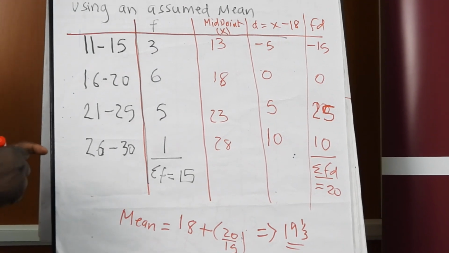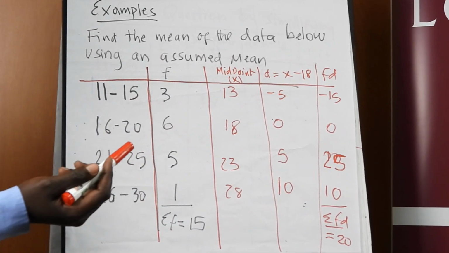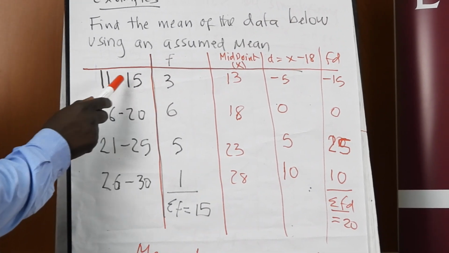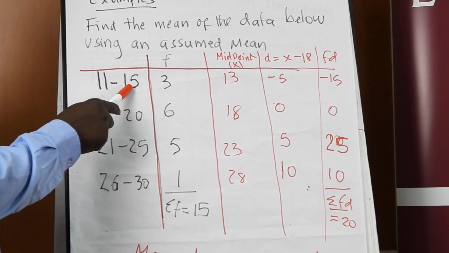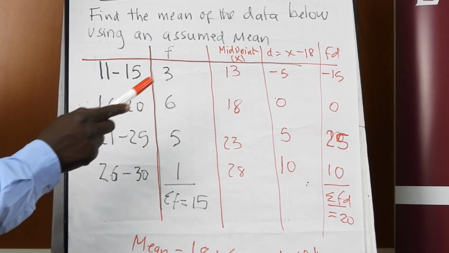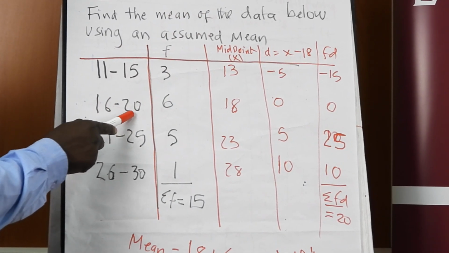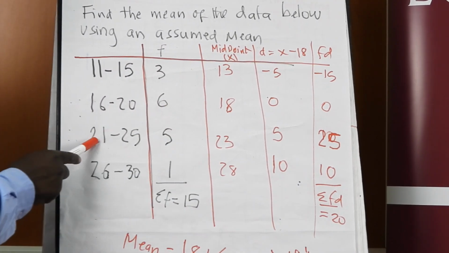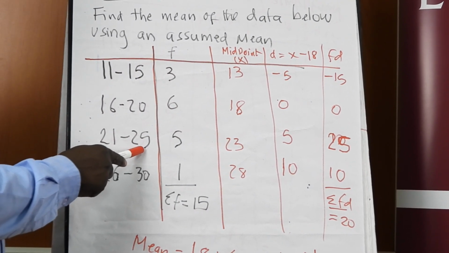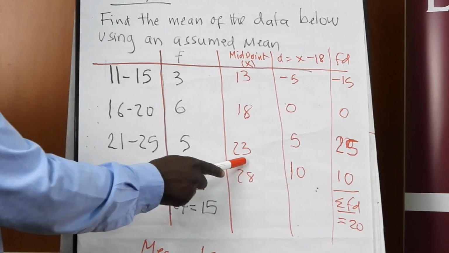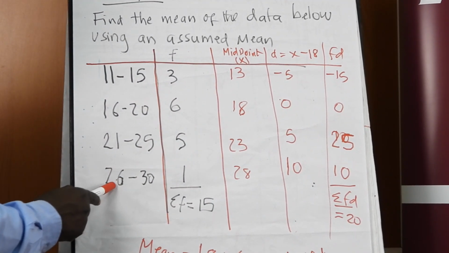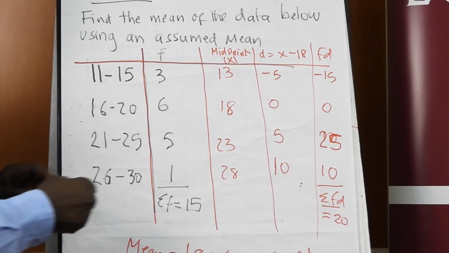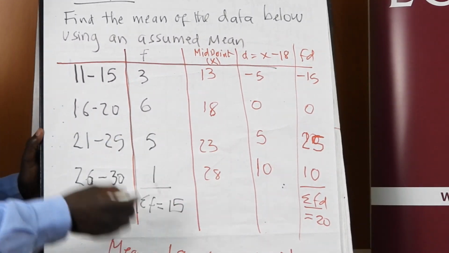As usual, we get the midpoint. How do we get the midpoint? We add the two and then divide by 2. So 11 plus 15 is 26, 26 divided by 2 is 13. 16 plus 20 is 36, 36 divided by 2 is 18. 21 plus 25 is 46, 46 divided by 2 is 23. Then the last one is 26 plus 30, which is 56, and 56 divided by 2 is 28. That gives us the midpoint of the classes.